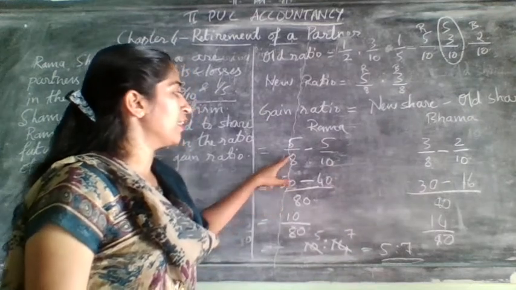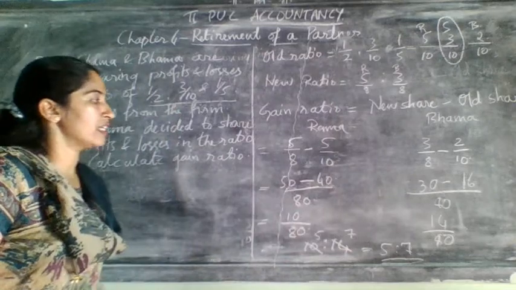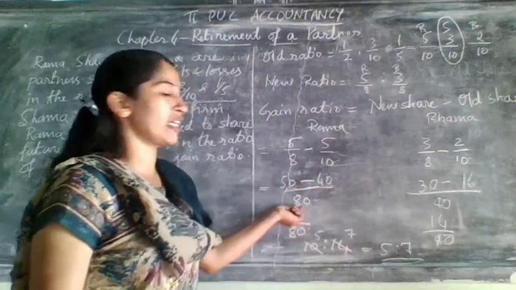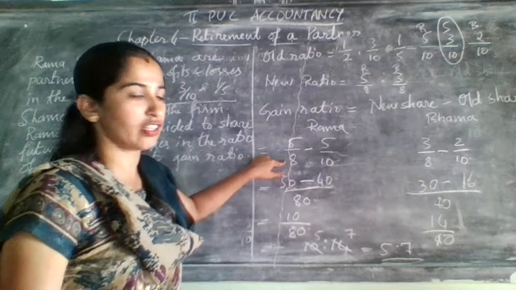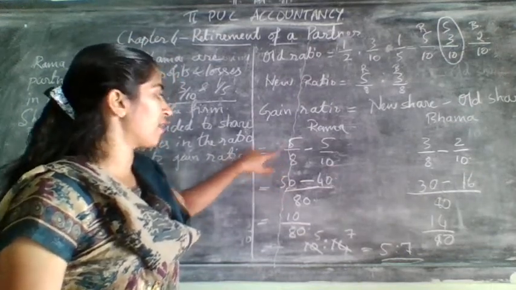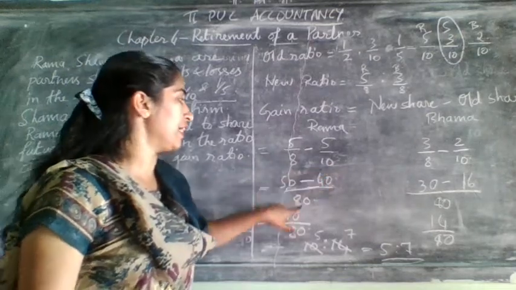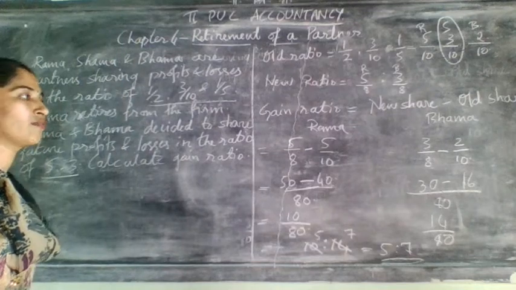After taking that, here multiply it. 10 can't be divisible by 8. That's why multiply these two and take it as a denominator. 80 divided by 8, do it in your calculator. You will get 10. 10 5s are 50. Next 80 divided by 10, you will get 8. 8 5s are 40.